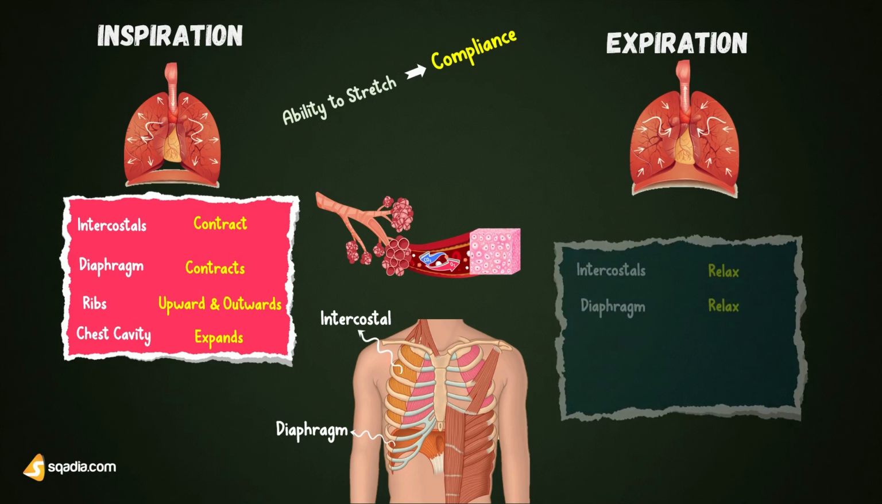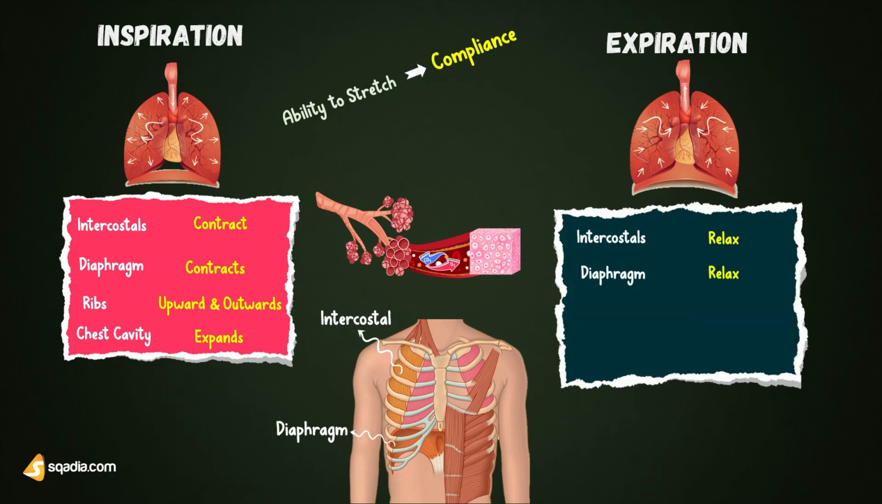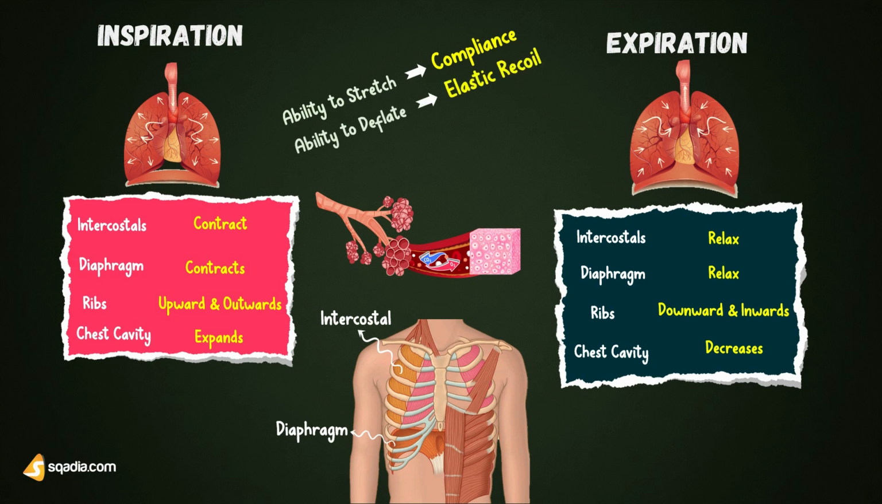During expiration, intercostal muscles and diaphragm relax, pulling the ribs downward and inwards, reducing the size of the thoracic cavity, and hence air is pushed out of the lungs. This tendency of lungs to deflate following inflation is known as the elastic recoil of lungs.